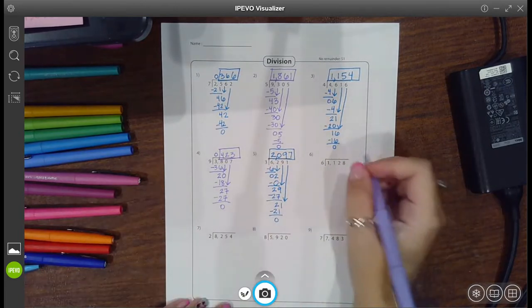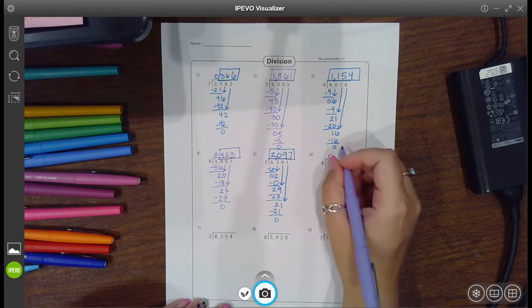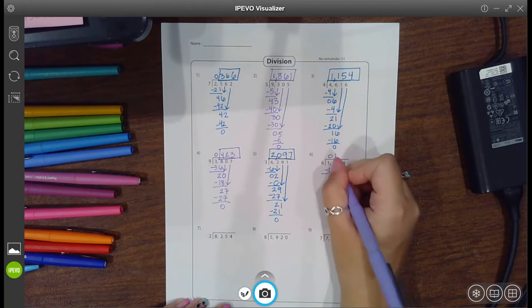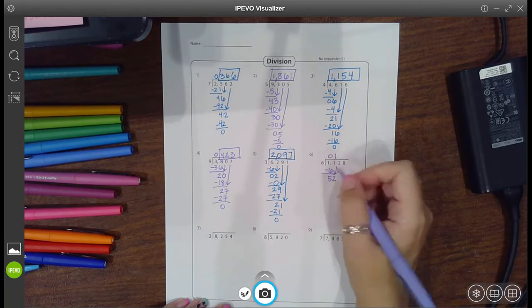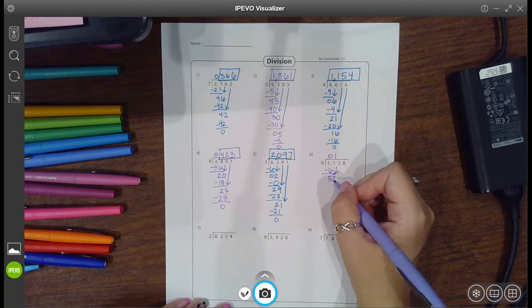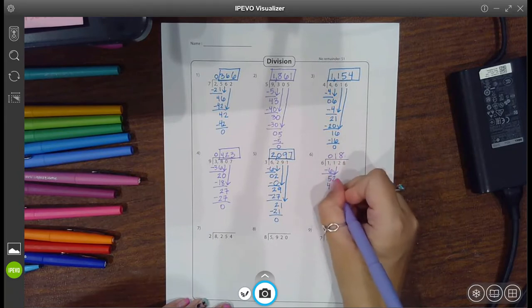Okay, next one. 6 cannot go into 1, but can 6 go into 11? Yes, one time. 1 times 6 is 6. Subtract that, you get 5. Bring down the 2. Can 6 go into 52? Yes, but how many times? Well, let's see. 6 times 9 is 54, too big. 6 times 8 is 48, so that works.